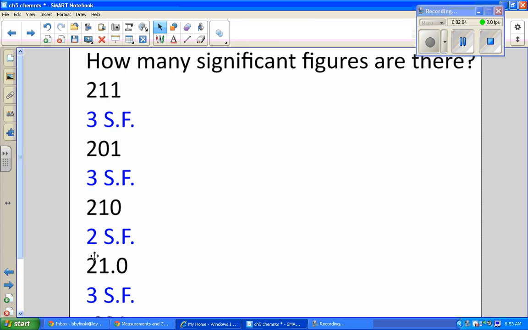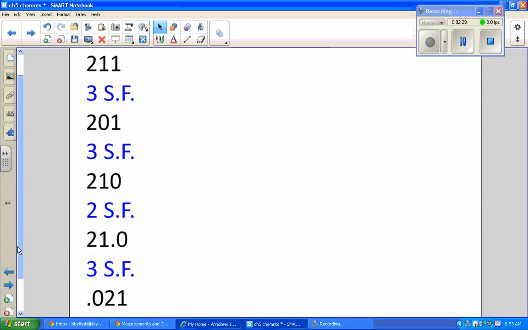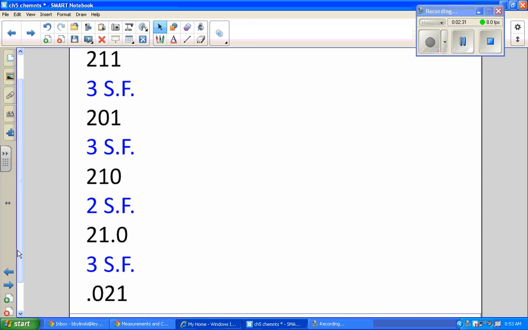But look at the next example, 210. Why are there only 2 significant figures? The reason is any 0 at the end of a number, and there's no decimal point, is considered insignificant. The reason is you could put this into scientific notation. That would become 2.1 times 10 to the second. So because of that, you eliminate the 0. So that is the reason for that rule. But if you look at the next example, 21.0, there you have 3 significant figures because you have a decimal point, so that 0 counts.